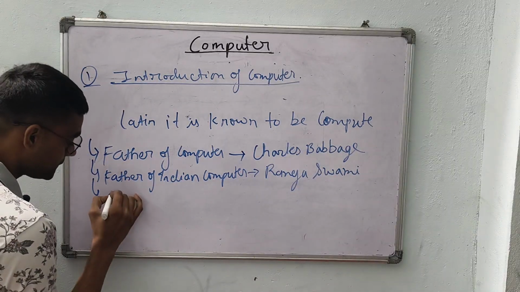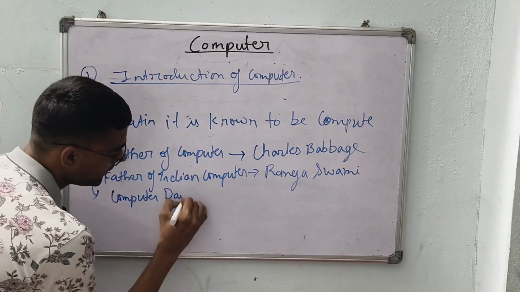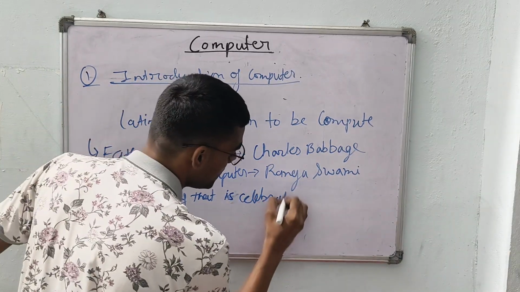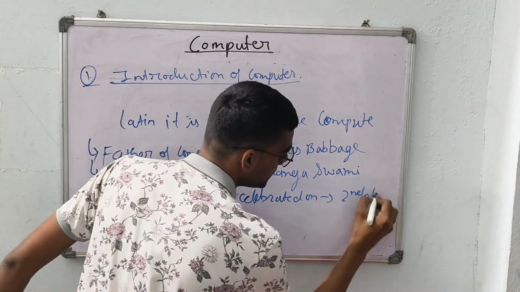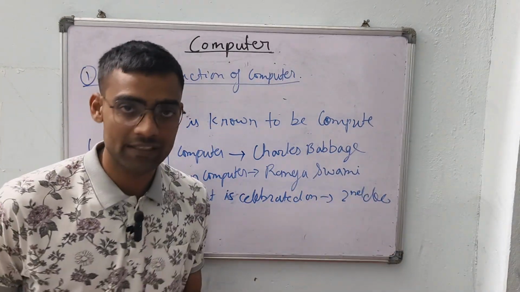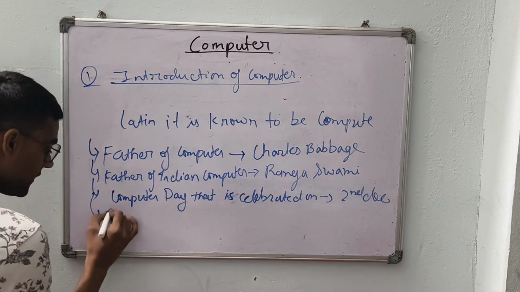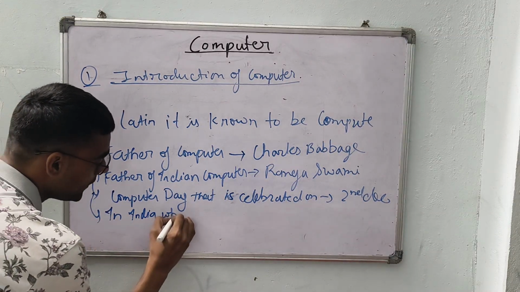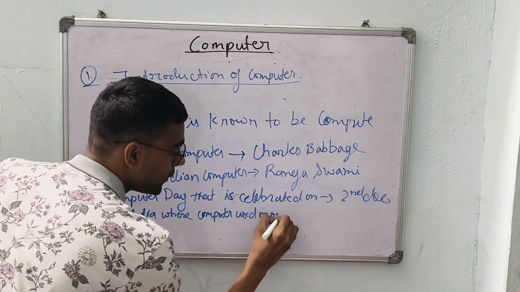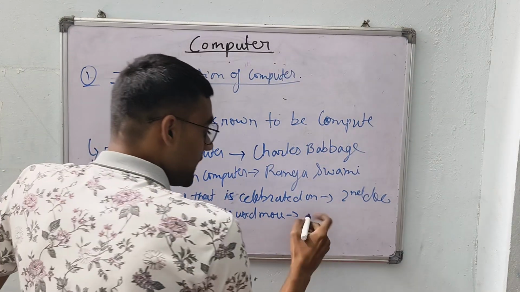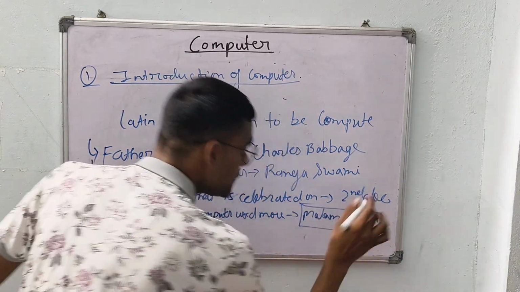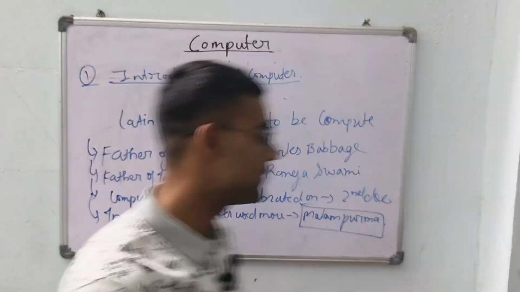And the third most important point: Computer Day is celebrated on 2nd of December. And in India, where is the computer used the most? Its answer is Malayampuram, which is situated in Kerala.